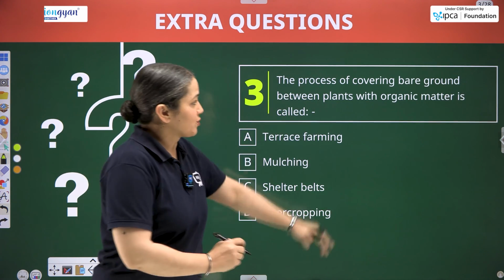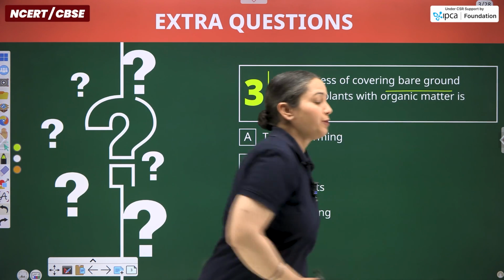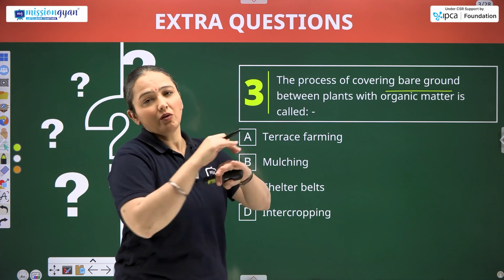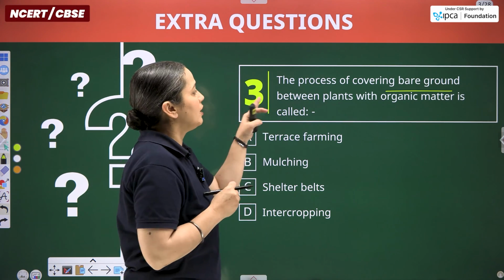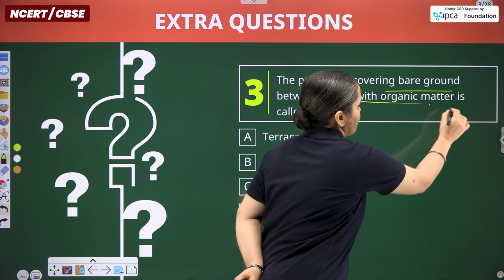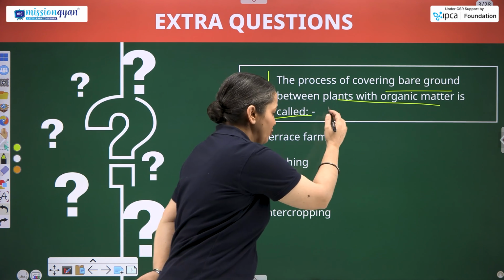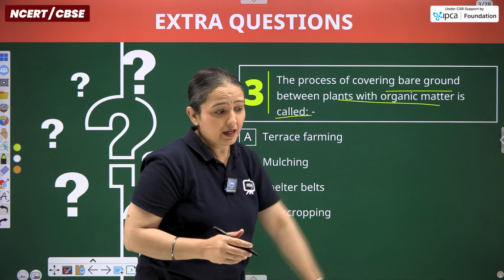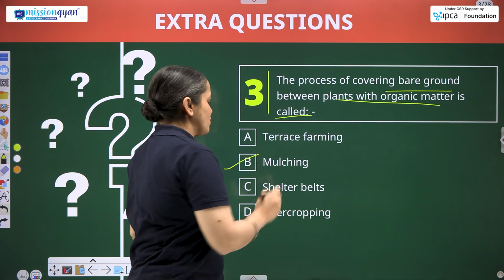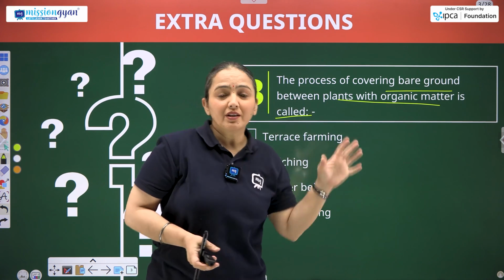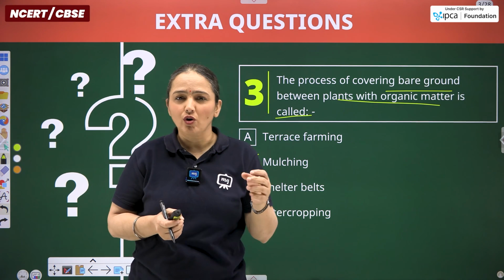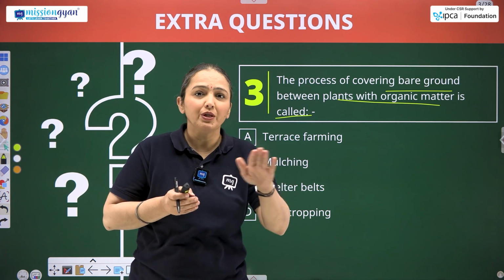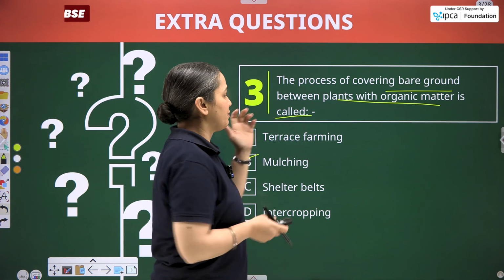Question number 3, the process of covering bare ground. Bare means where nothing is grown onto the surface of the land. Only soil is there, loose soil between plants with organic matter is called. So we have to pick one particular term that is describing this defined. So that term is mulching. Within the mulching, the bare ground is covered either with straw or anything particular so that the soil should not be loose.